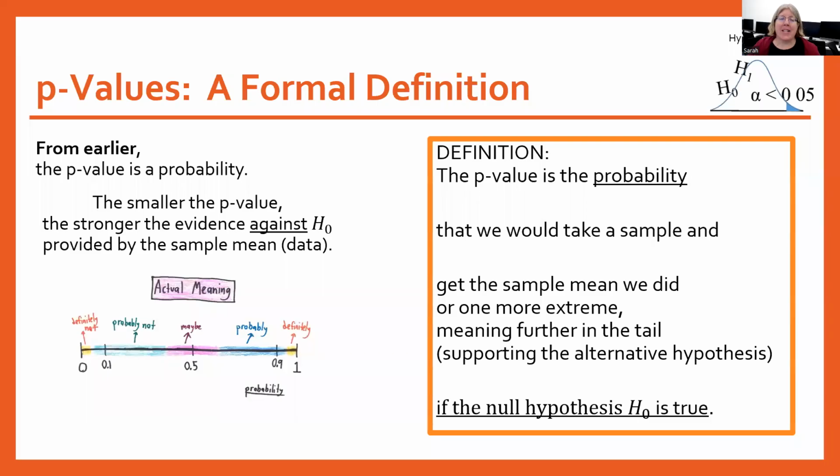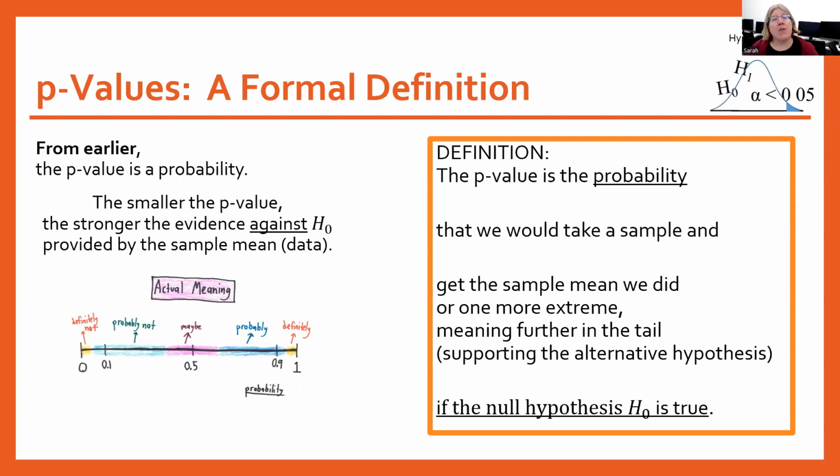Now that you have some practice with the one mean z test and the phantoms method, I want to go back and touch on a few things that we covered previously. So that p-value we earlier stated was a probability. And we gave this loose definition that the smaller the p-value, the stronger the evidence against our null hypothesis that's provided by the sample mean or data.